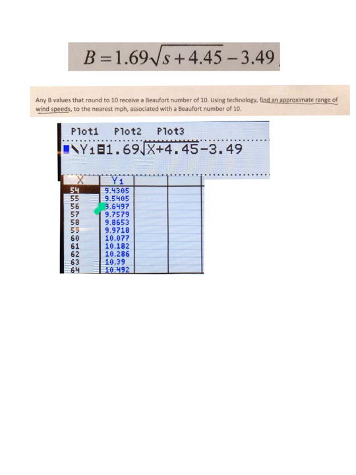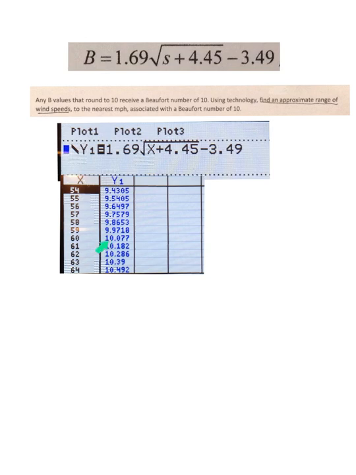Let's look at this one, 9.54. Does that round numerically to 10? And yes, it does, which means 55 miles per hour would be a wind speed that would give us a Beaufort scale of 10. Let's look at this one. Does this round to 10? Yes, it does. So 56 miles per hour would represent a wind speed that would give us a Beaufort scale of 10. This rounds to 10. This rounds to 10.